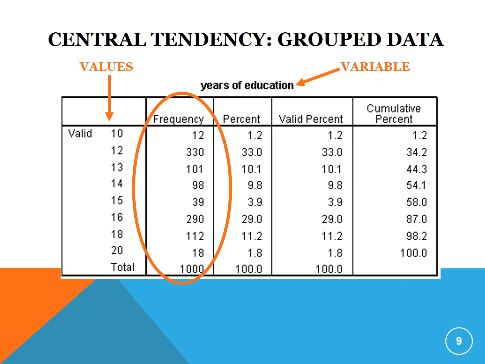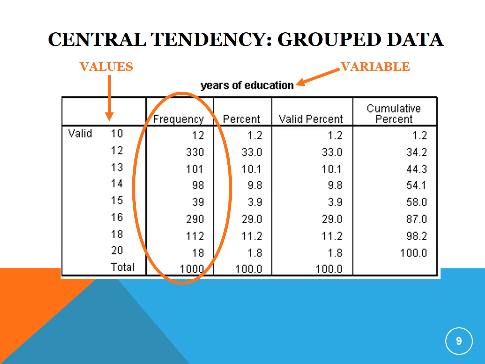So our values, please keep in mind, I promise you people get this confused all the time, so please allow me to stress that values are the most important things here. That is what the answers are, right? The frequency just tells you how many times that answer was provided. So we can see that 12 people said, I only finished 10th grade. I didn't go past 10th grade, right?